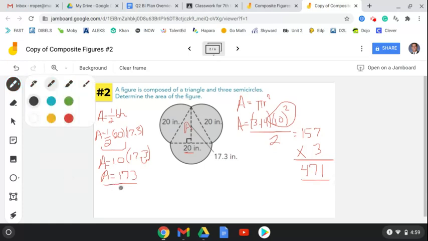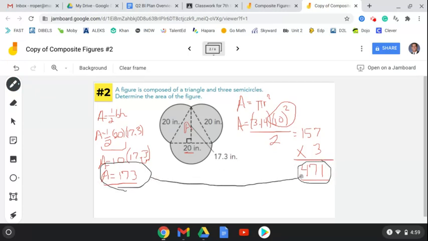Okay, so final step is to take the area of the triangle, which is 173, and the area of the semicircles, which is 471, and add those together. And 471 plus 173 would give you 644. So you're going to write 644 inches squared, square inches.